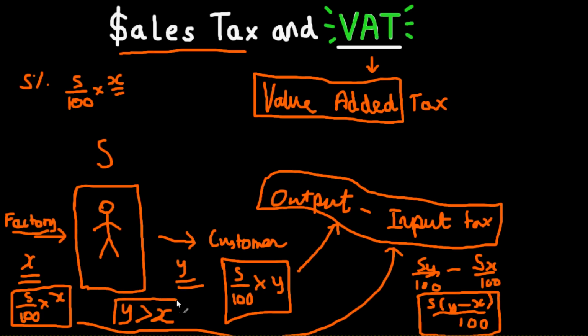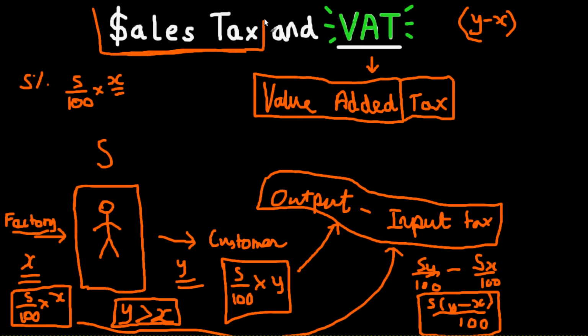So now the value that you add is actually, if you look at it, y minus x, his selling price minus his cost price, which is actually his profit. That's the value he adds to the object. So now this term over here is value added tax, and you have sales tax over here. Just apply sales tax to the value added.